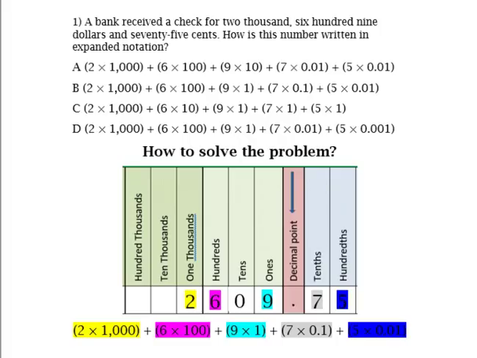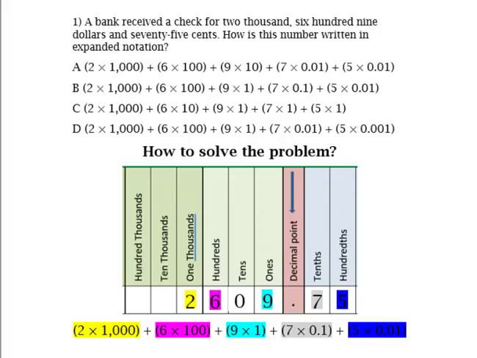How do we solve the problem? Well, in order to solve this problem, and we know that we are putting it in expanded notation, we need to take each number and look at what column it's in on our place value chart. So, for instance, we know that the 2 is in the 1,000s place. So we have 2 times 1,000. We know that the 6 is in the hundreds place. That is 6 times 100.